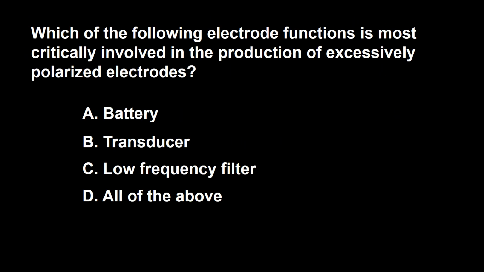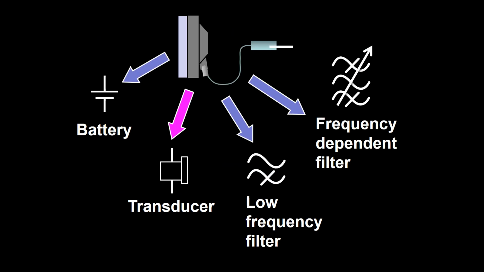The next question is, which of the following electrode functions is most critically involved in the production of excessively polarized electrodes? A. Battery. B. Transducer. C. Low frequency filter. D. All of the above. The most critical electrolyte-electrode interface function involved in the production of excessive polarization is the transducer function.